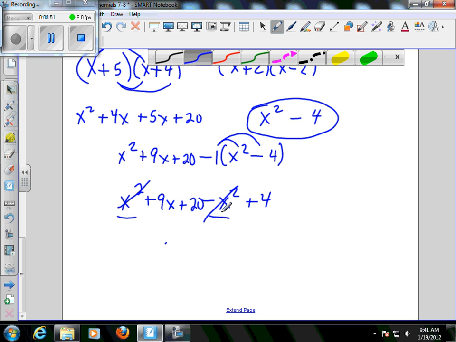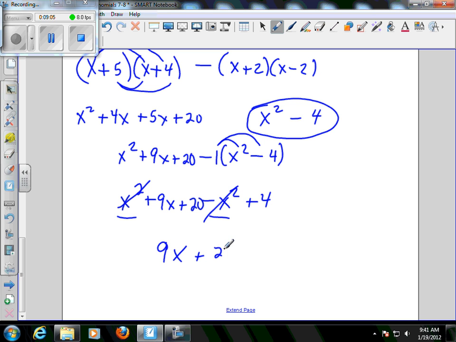So again, our x squareds cancel. We have 9x, but this really was 20 instead of 2. Sorry about that. 20 plus 4 gives us 24. Thank you very much for joining me. I think we finally got that straightened out. So this is the area of the yard.